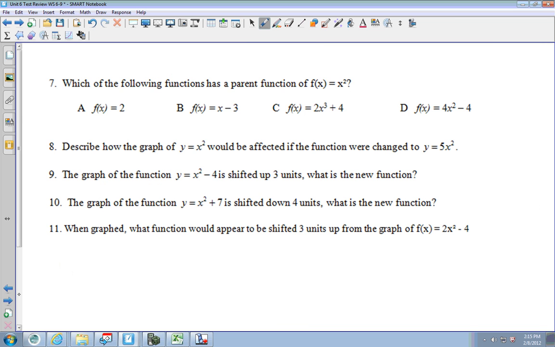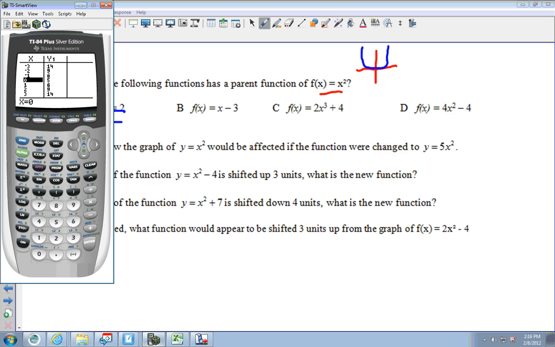Next. Which of the following functions has a parent function of y equals x squared? So which ones of these, when you put it in the calculator, would give you a parabola? If you don't know by looking at it, first let's remind ourselves, I'm trying to figure out which one is going to make a U-shaped curve. This one, if you put it in the calculator, is going to be a horizontal line. That is not it. This is linear.